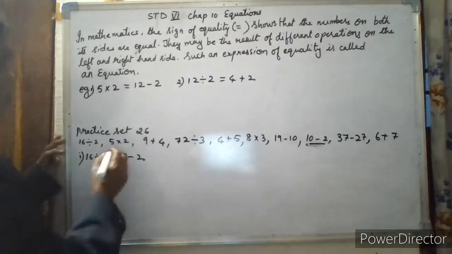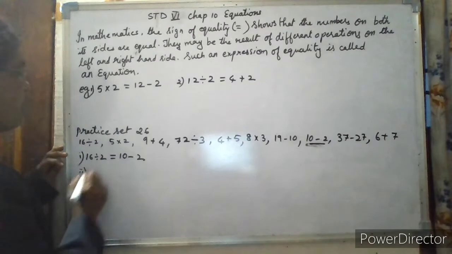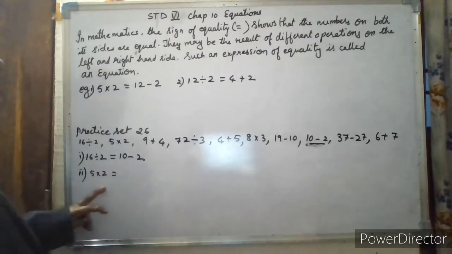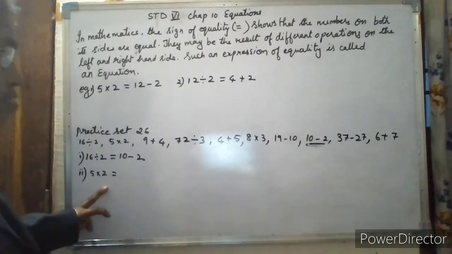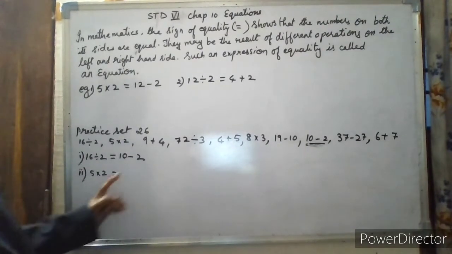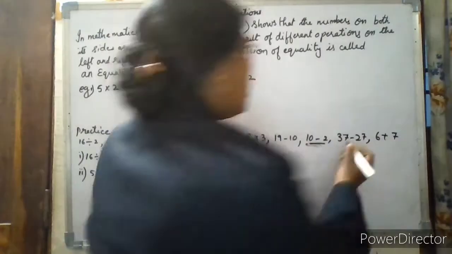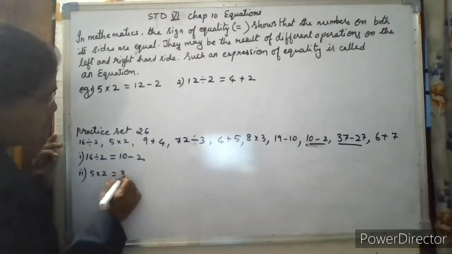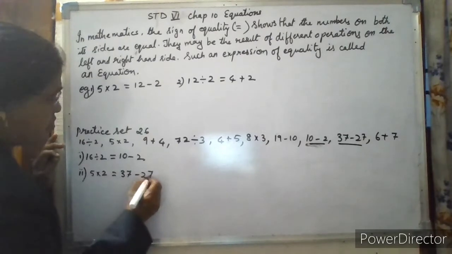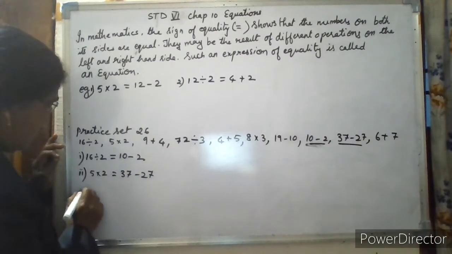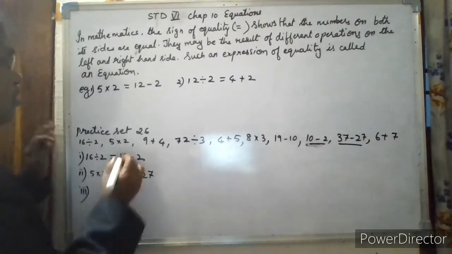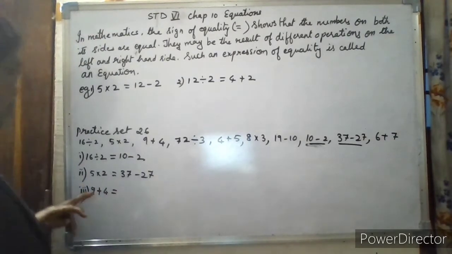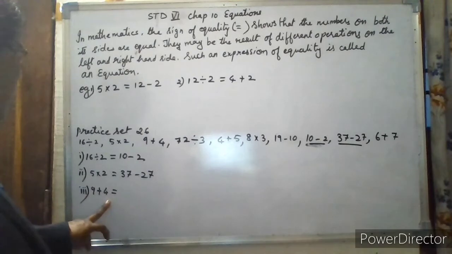So next one, 5 into 2. 5 twos are 10. So we will search for where we are going to get 10. See, 37 minus 27 is equal to 10. So this is equal to 37 minus 27. Then third equation, 9 plus 4. 9 plus 4 is equal to 13.